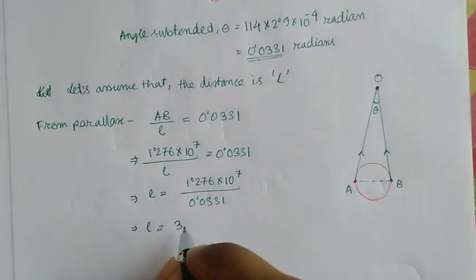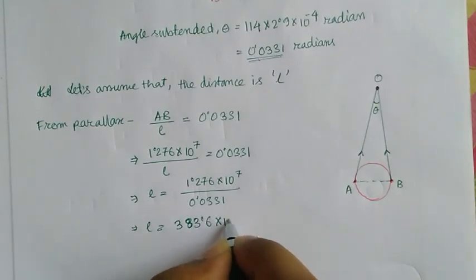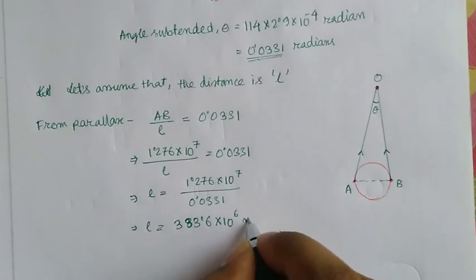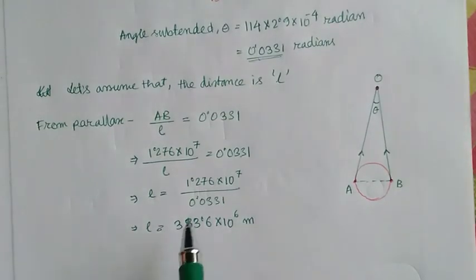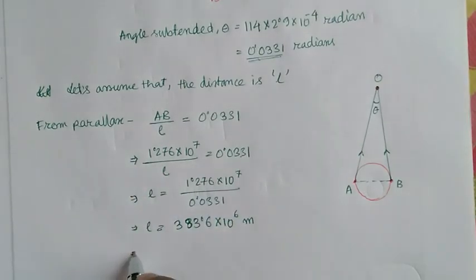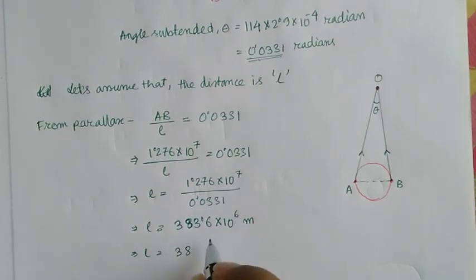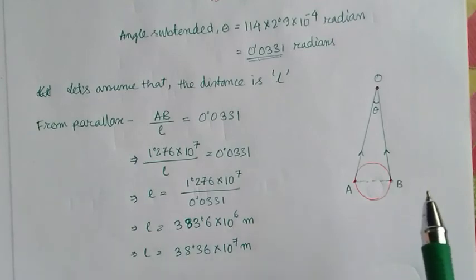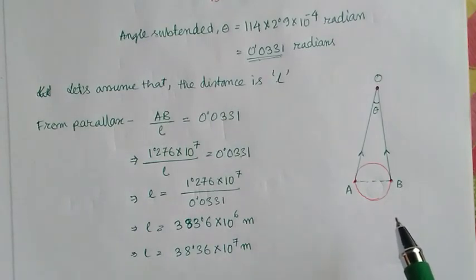L comes out to be 383.6 into 10 to the power 6 meters. Or to compare it with the previous distance, we can write this as L equal to 38.36 into 10 to the power 7 meter. So you can see that the distance from the moon to the earth is almost 30 times the radius of the earth. That's how you solve problems using the parallax method.